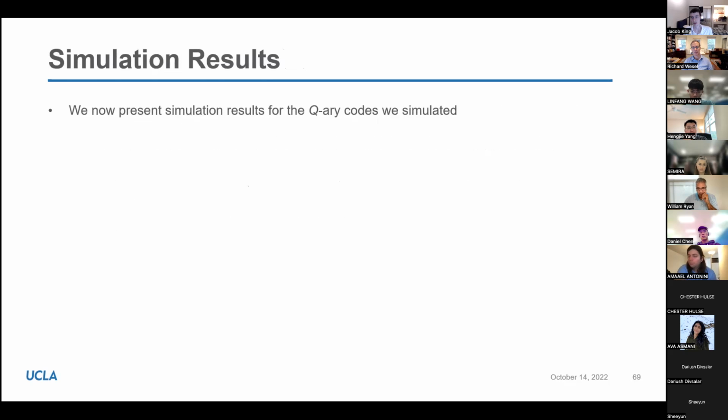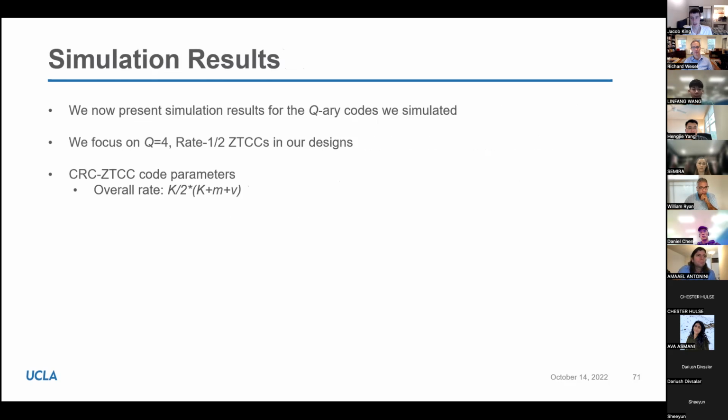At this point, we present the results of simulating our optimal CRC ZTCCs. We focus on Q equals 4 rate 1/2 ZTCCs in our designs. Our CRC ZTCC has an overall rate of K over 2 times K plus M plus nu. Here, M symbols are added to the message for CRC encoding, and nu zeros are appended for zero termination.